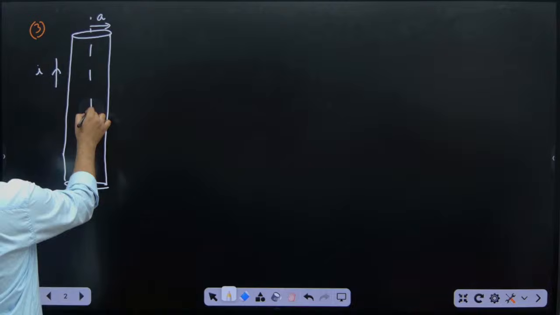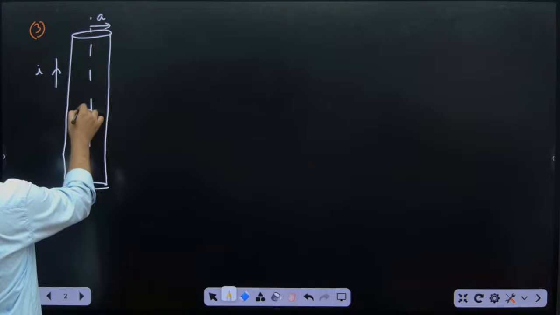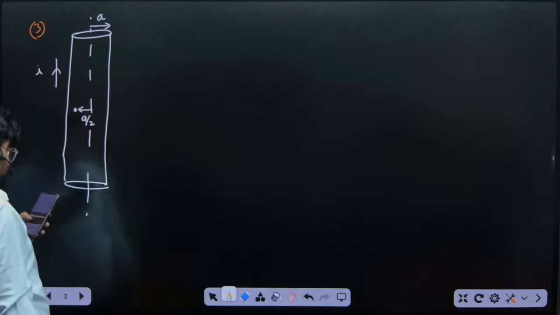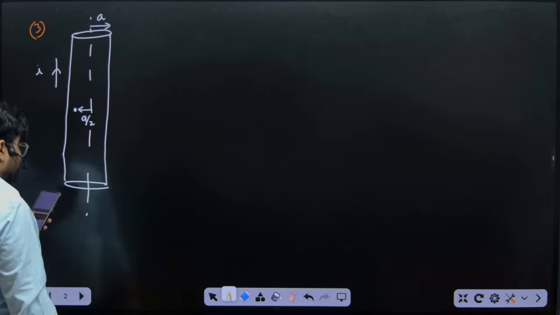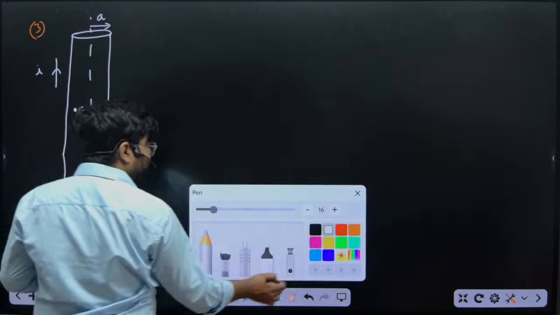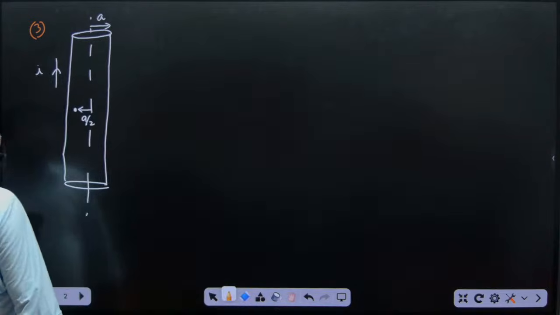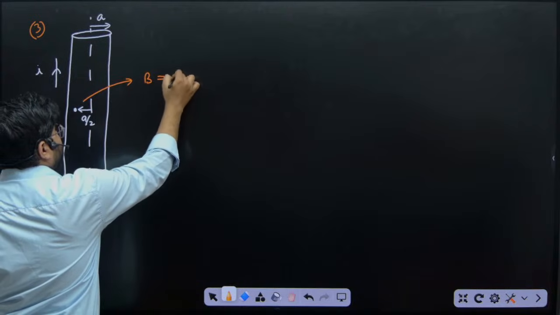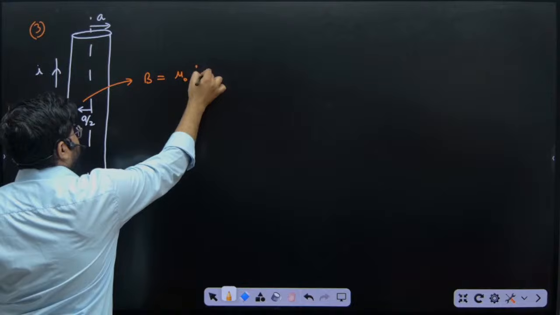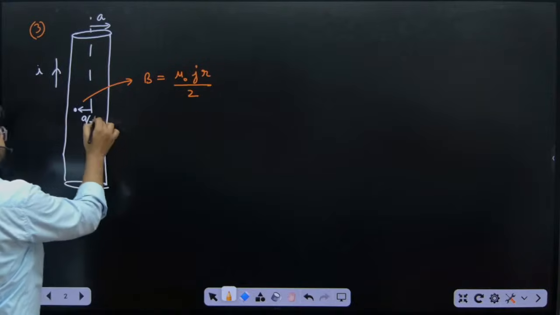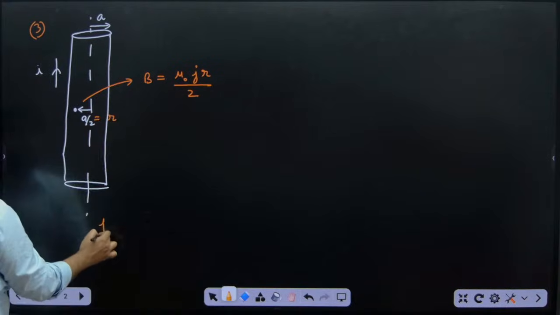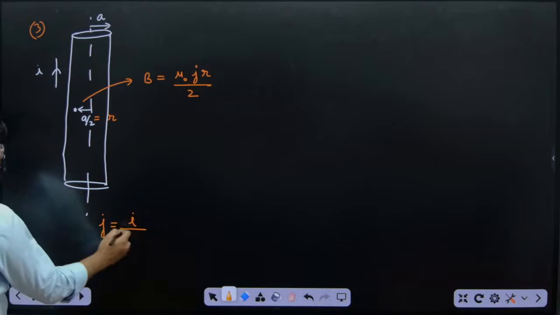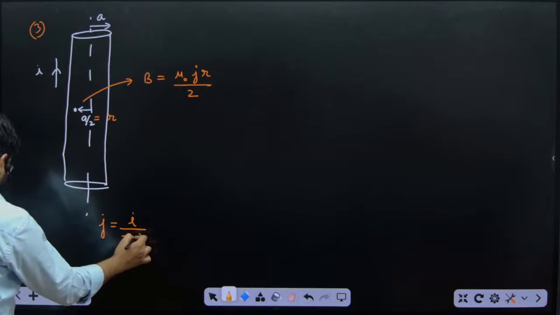We need to find the magnetic field at a distance a by 2 from the axis of the wire. Now the formula for this is mu naught j r by 2, where this is the value of r and j is the current density. So j is I divided by pi a square.